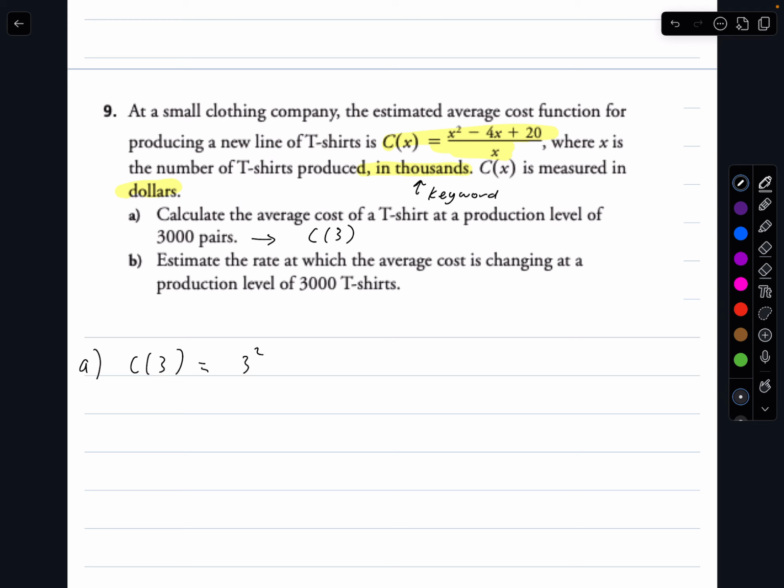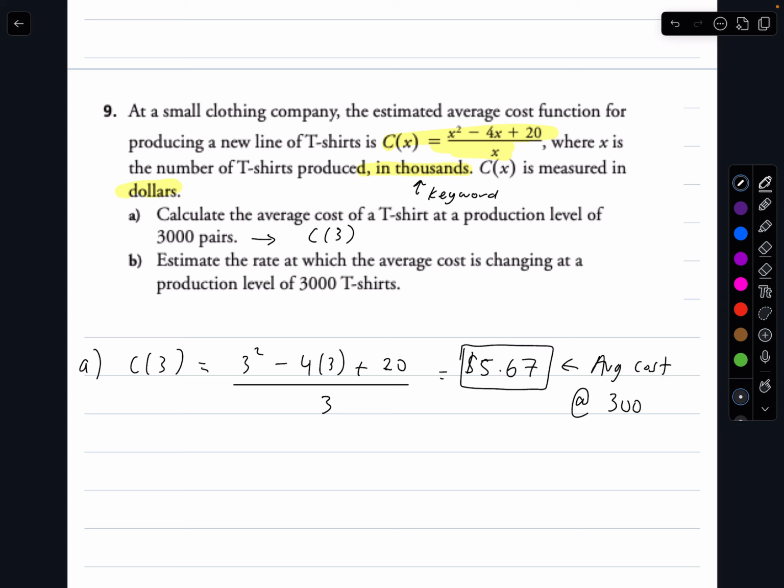We got 3 squared minus 4 times 3 plus 20, all over 3. And this should give us 5.67. So this is the average cost at 3,000 pairs. So when we produce 3,000 pairs, the average cost of each t-shirt is going to be about $5.67. So the key thing here, guys, is just the word thousands. Let's look at part B.